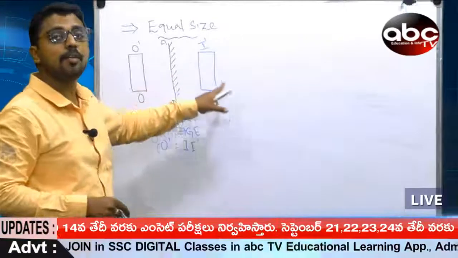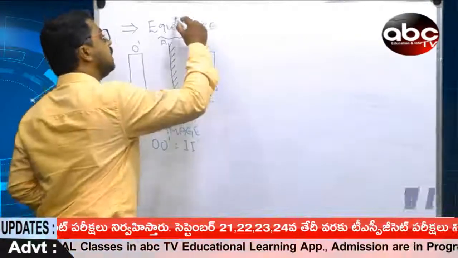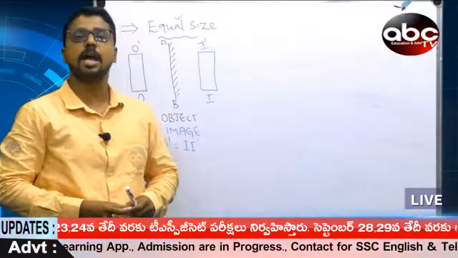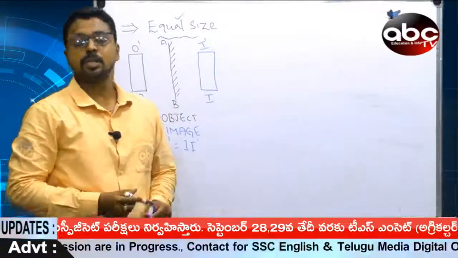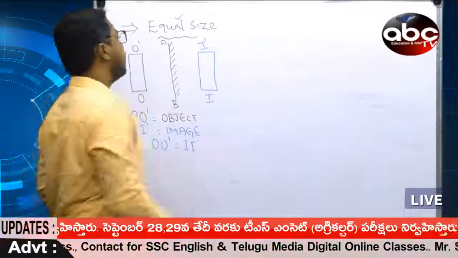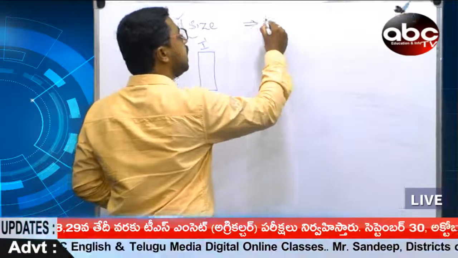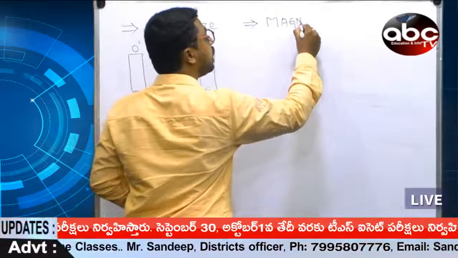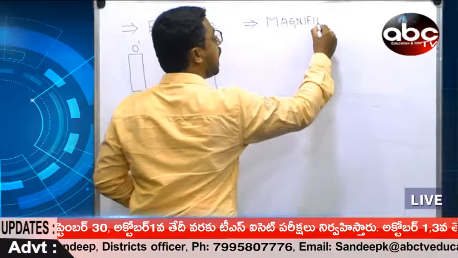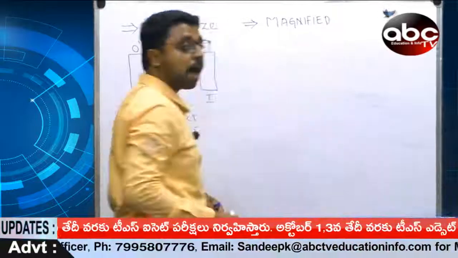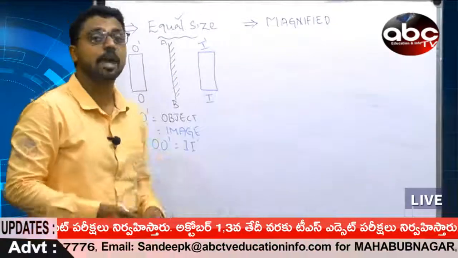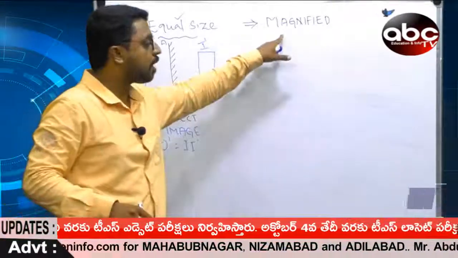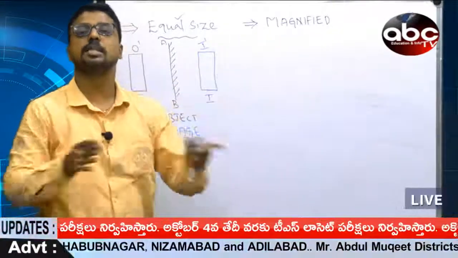Then such types of images are called equal sized images. So coming to the second, what is this? Second is nothing but magnified. Don't get confused, my friends. Previously I have written enlarged. So I am using the word magnified to say there is no difference between these two words. Magnified or enlarged, both are same.